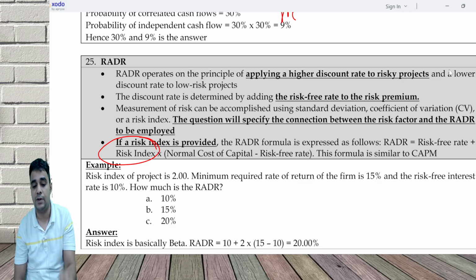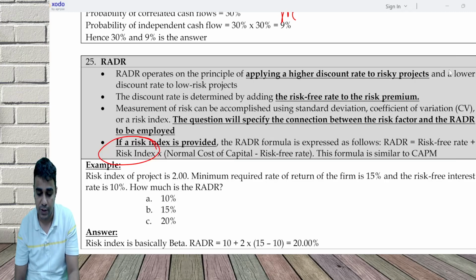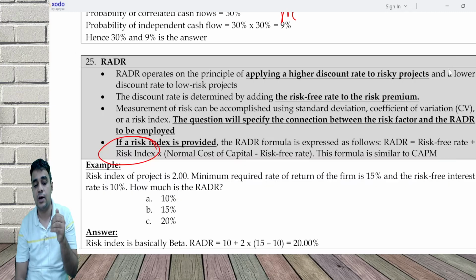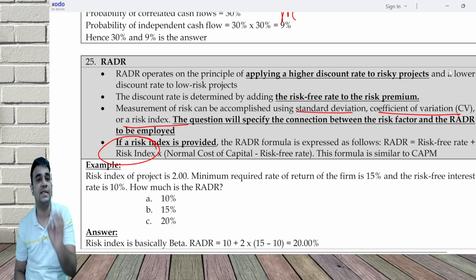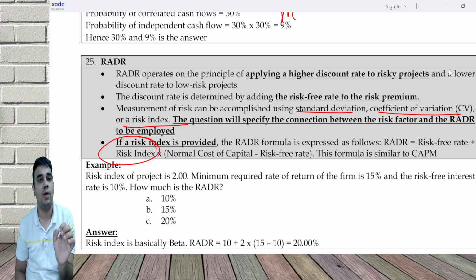RADR operates on the principle of applying a higher discount rate to risky projects and a lower discount rate to low risk projects. The discount rate is determined by adding the risk-free rate to the risk premium. How can you build the connection? You can build the connection using standard deviation, coefficient of variation, or a risk index. Risk index is like beta: RF plus risk index into normal cost of capital minus the risk-free rate. RF plus beta into RM minus RF.